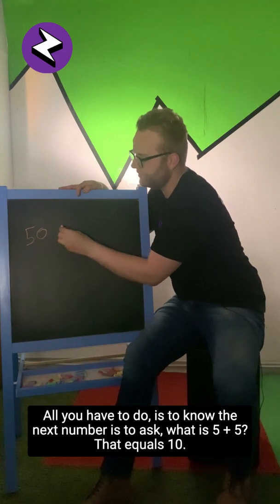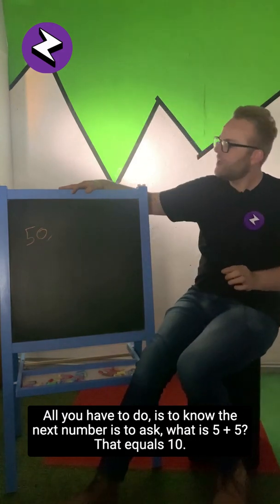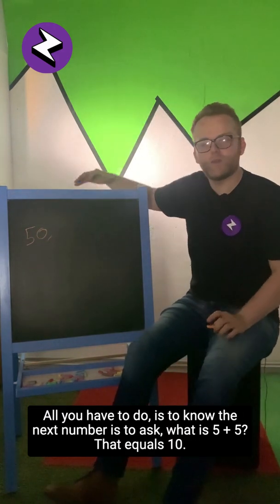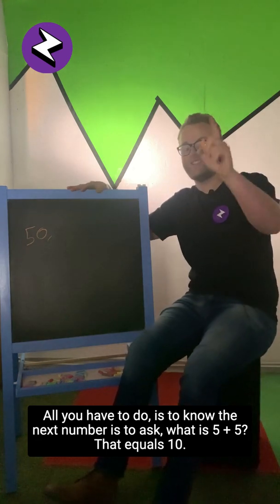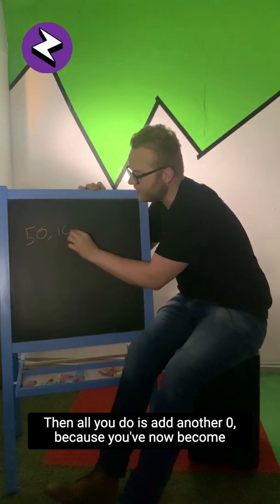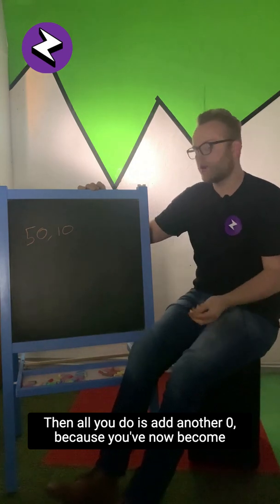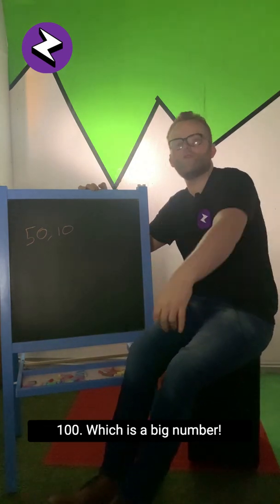All you have to do to know the next number is go, what is 5 plus 5? And that equals 10. And then all you do is just add another 0 because you've now become 100, which is a big number.